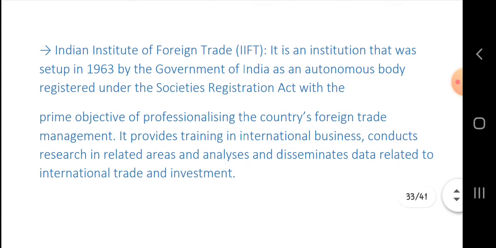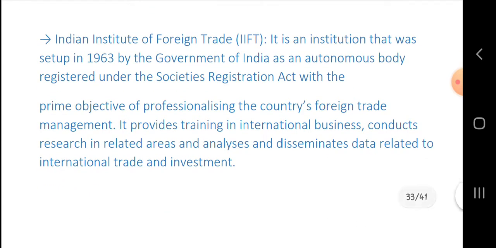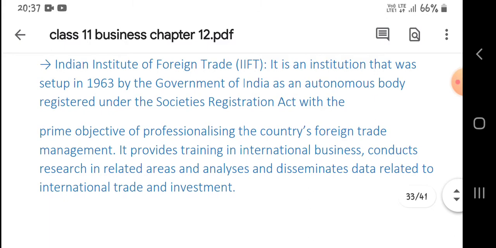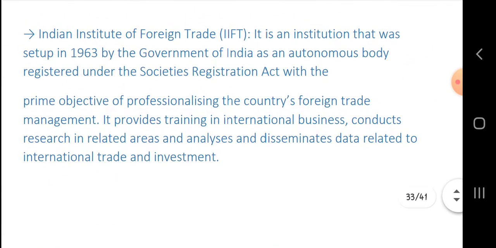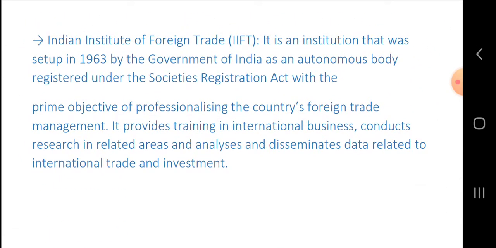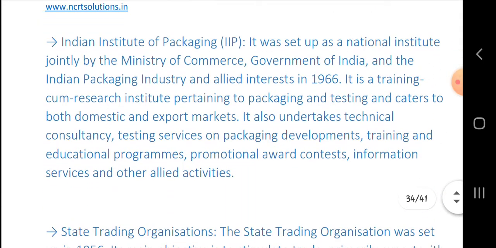The Indian Institute of Foreign Trade was set up in 1963 by the Government of India as an autonomous body registered under the Societies Registration Act, with the prime objective of professionalizing the country's foreign trade management.